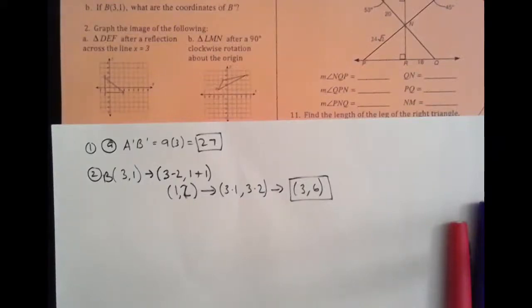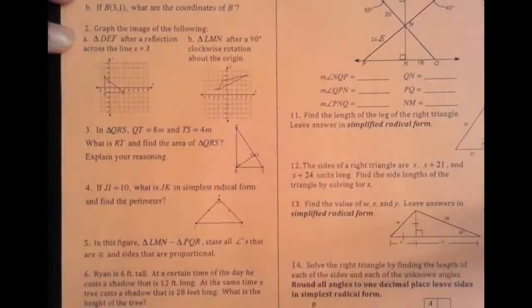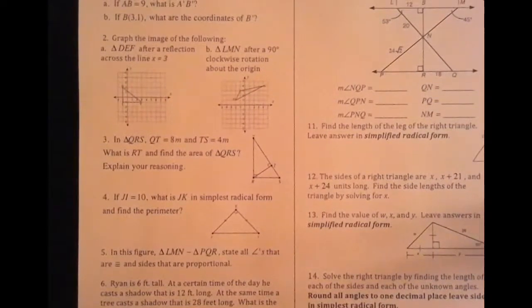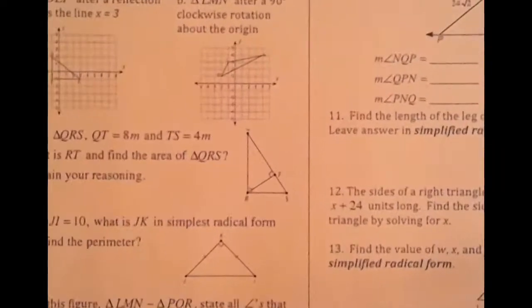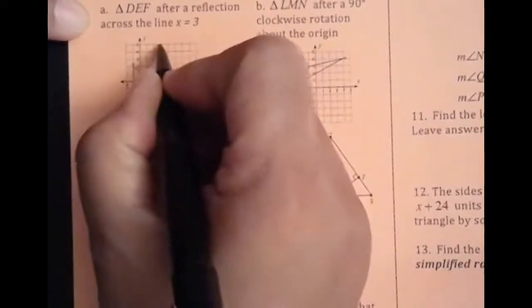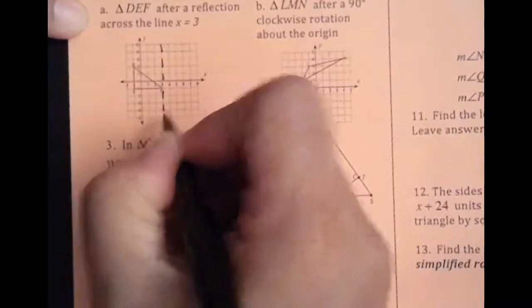Okay, this next one is going to be looking at taking this image here and doing a reflection for part A. I'm actually going to go ahead and do that right on here. So let me zoom in a little bit for you. All right. So taking a look at this first one right here, we're going to reflect across the x equals 3. So x equals 3 right here. I'm going to go ahead and draw a dashed line, and we're going to reflect.